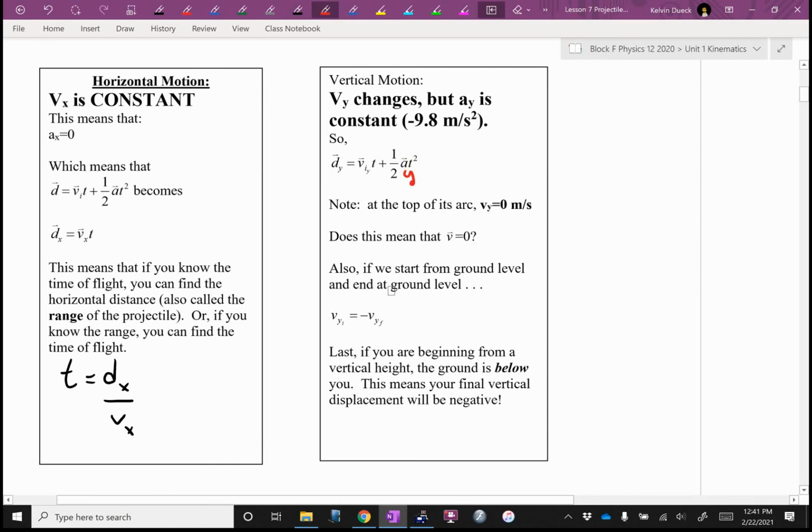But you do know at the top of its arc, as Sarah pointed out, for a split second, Vy final will be 0. Don't think V overall will be 0. At the top of its arc, its overall velocity is just the Vx component right then. How fast is it going? Vx for a split second, because that's all that's left. So does that mean that V equals 0? No. V overall just equals Vx at the top.